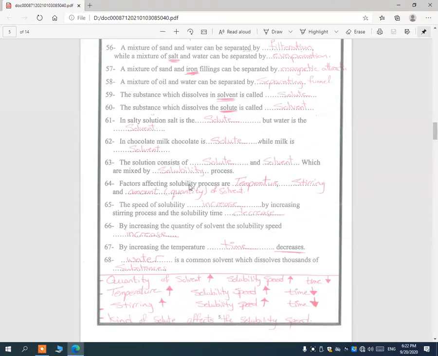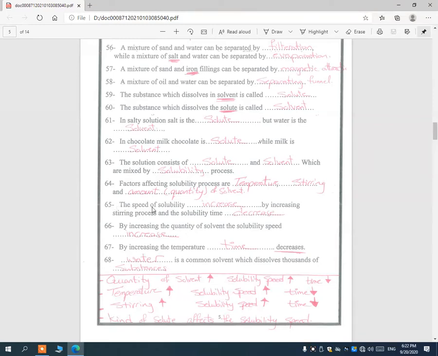64. Factors affecting the solubility process. What are the factors affecting the solubility process? We have 4 factors. Write any 3 of them. Temperature, stirring, amount or quantity of the solvent, kind of the solute. They are the 4 factors affecting the solubility process.